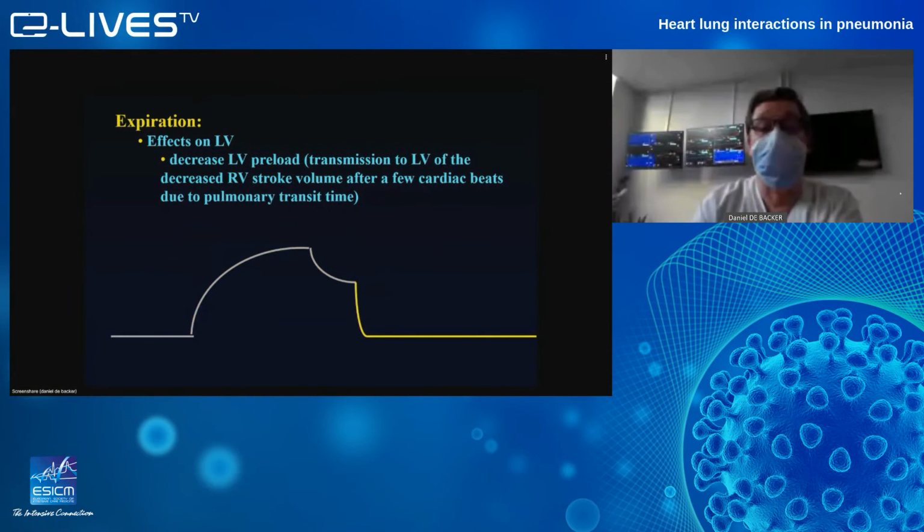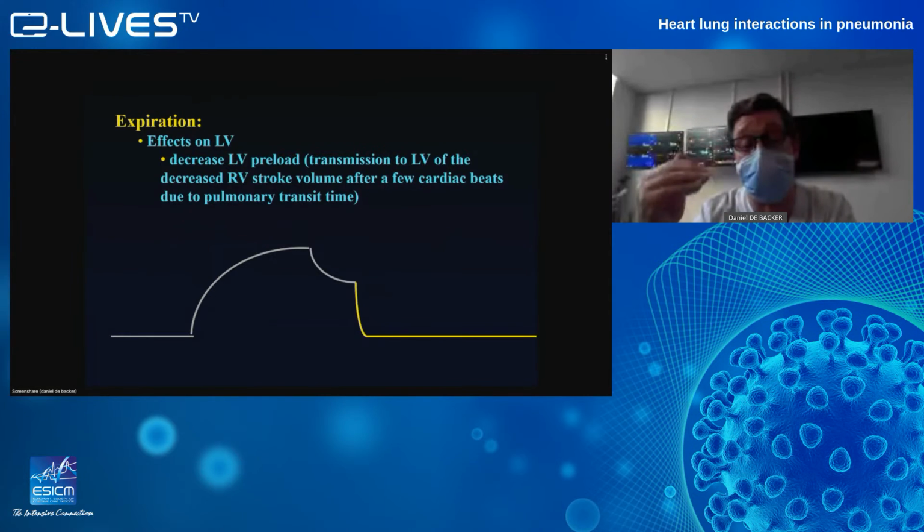During expiration, there is something different occurring on the left ventricle, because there is the decrease in the left ventricular preload here that will be related to the transmission to the left ventricle of the decreased right ventricular stroke volume, and this occurs after a few cardiac beats. So usually, because we have during the inspiration the decrease in the right ventricular stroke volume, this reaches the left ventricle only at the initiation of the expiration. So we see the decrease in left ventricular stroke volume only during expiration.